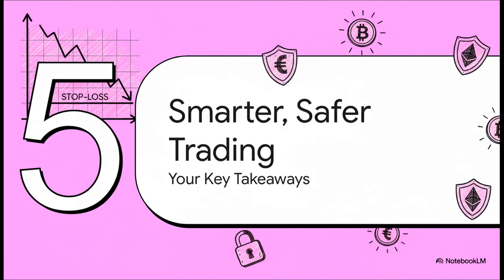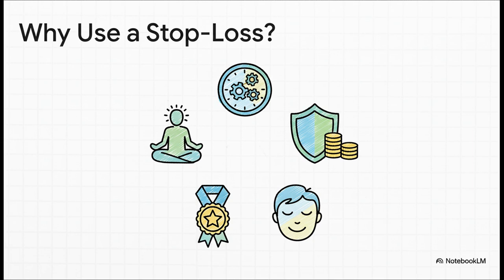Okay, so let's bring it all home. What are the big takeaways here? How does this make you a smarter and much safer trader? Well, for one, it completely automates your risk management. You're protected 24/7. It also protects your capital from catastrophic losses, which is maybe the most important rule in trading. And here's a big one. It takes your emotions out of the driver's seat. No more panic selling in a crash. It just forces you to be disciplined. And all of that, together, gives you something priceless: peace of mind.